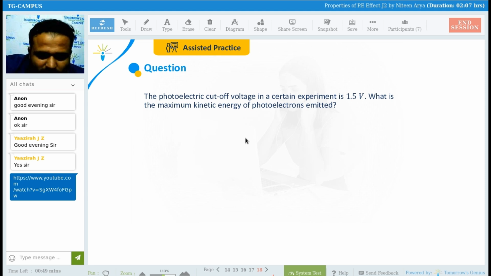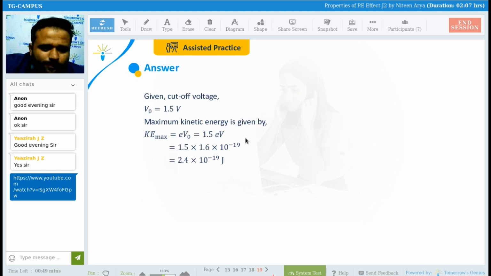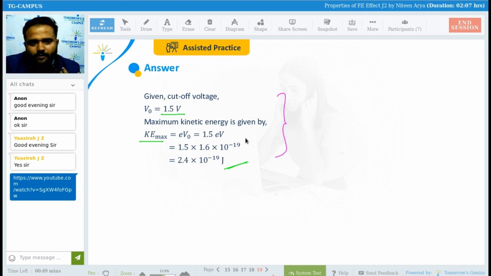2.4 into 10 to the power minus 19. 1.5 into 1.6. Okay, so that is very easy. As we know, the given cutoff voltage is 1.5 volt. Maximum kinetic energy is given by KE max equals eV naught, and that is 1.5 eV, which is your maximum kinetic energy. Clear, everyone? Or does anyone have a doubt, question, or query, even for this? Pavan, Sai, Dharmeshwar, Sakti and Sudarshan, clear, beta?